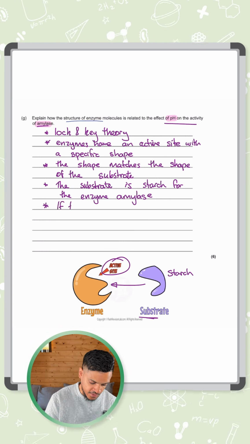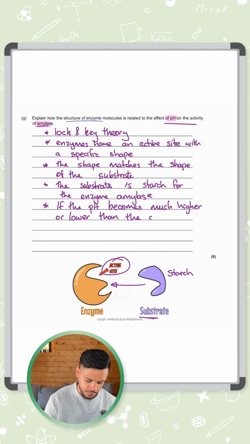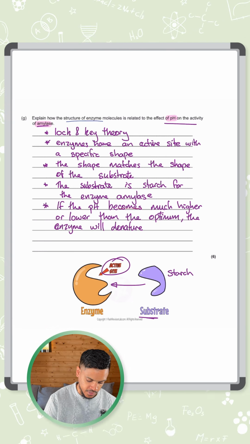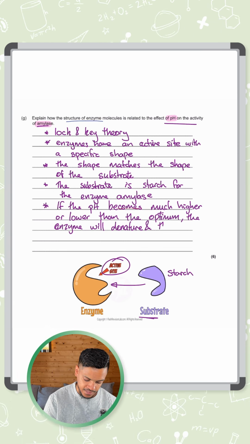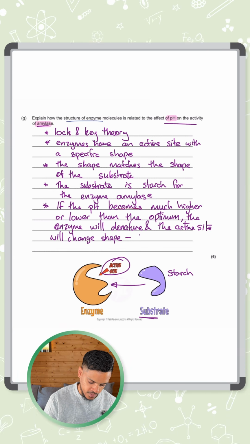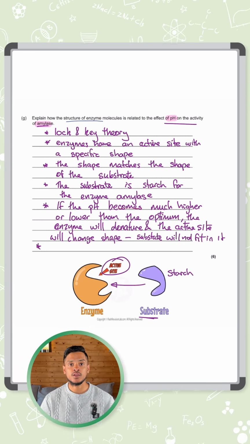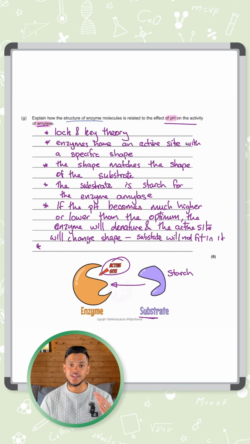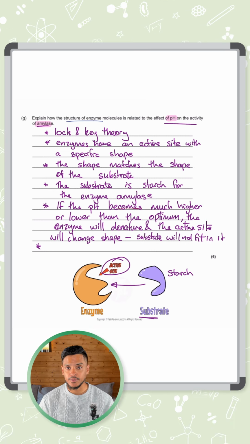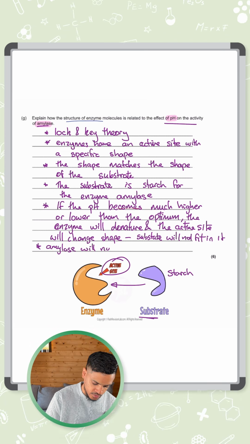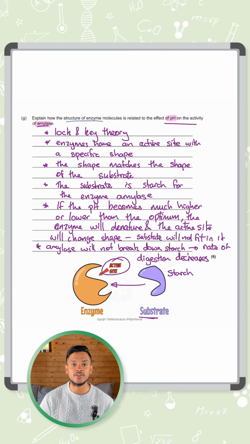So let's write this down. If the pH becomes much higher or lower than the optimum, the enzyme will denature. So that's what we call it when the enzyme's active site changes shape. The enzyme will denature and the active site will change shape, so the substrate will not fit in it. What does that mean? That means amylase can no longer break down the starch. So the rate of digestion, remember all of this is the process of digestion, breaking down starch, that's going to slow down. So we can say amylase will not break down starch, so the rate of digestion decreases. And that's how you get 6 marks there.